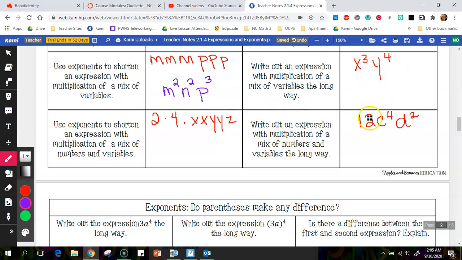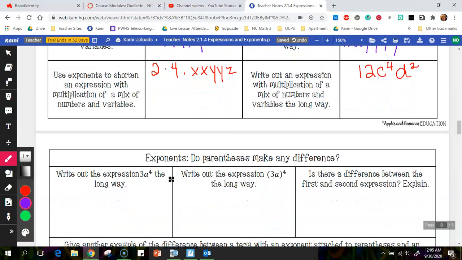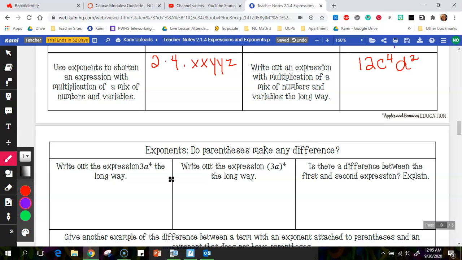And then this one over here, going the other way around, we could write X, X, X, Y, Y, Y, Y. All right, and the last two, the 2 times the 4, we would actually multiply that, 2 times 4, 8. And then that would be X squared, Y squared, and Z.